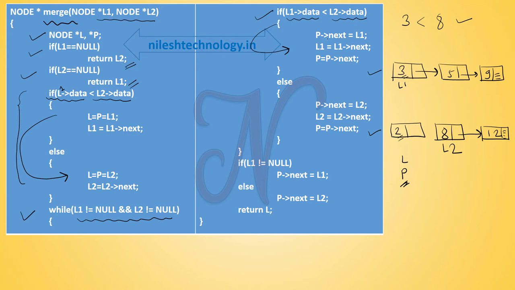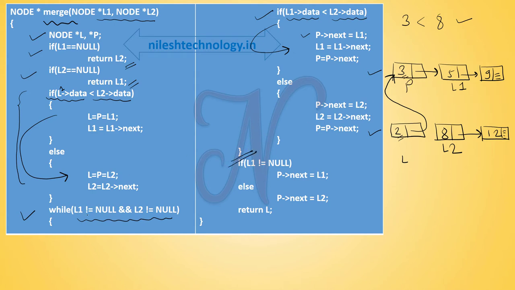In the if condition, P of next is assigned to L1, and L1 equal to L1 of next, so L1 goes to next. And P equal to P of next, so P goes to next. See here, P of next goes to this side, so this is your P. Here we close the while loop.